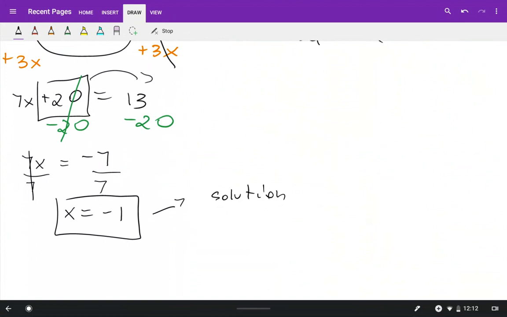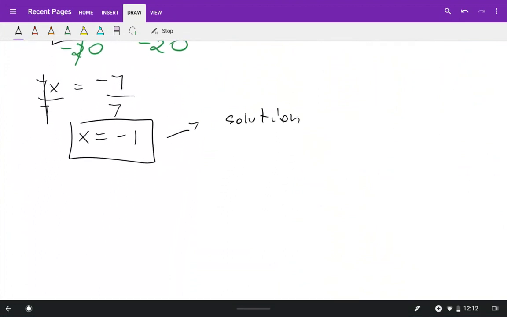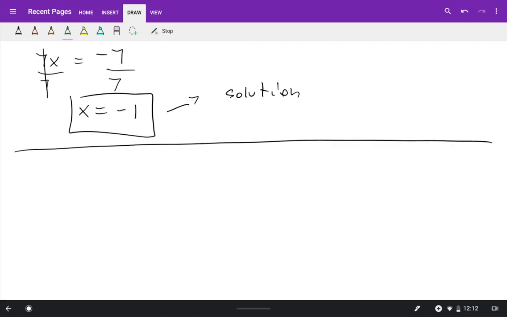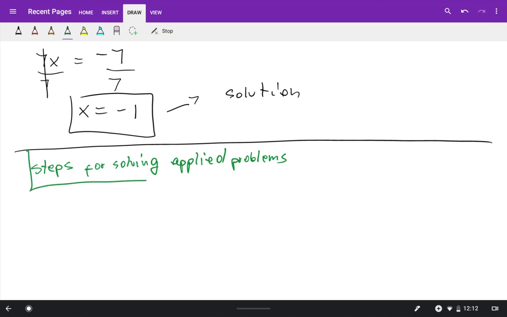And next what I want to do, I want to solve the word problems with you guys. Okay, so next one, we're going to focus on solving word problems. So I'm going to give you the steps for solving applied problems. Applied problems, they are the word problems.